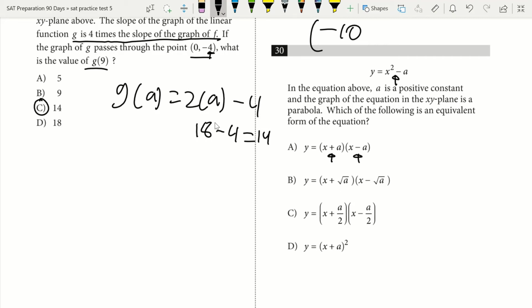Now, in this case, A is going to be incorrect because that would end with negative a squared, and that can't be correct because I only have minus a up here. So A is wrong. Next thing I'm going to look at is option B. I've got x plus root a times x minus root a. That's going to be correct because the square roots are going to cancel, because it would be a negative root a squared. That's going to get rid of my square root, and I'm going to end up with negative a. So that right there would be a correct answer. So for 30, the correct answer there is going to have to be answer choice B.